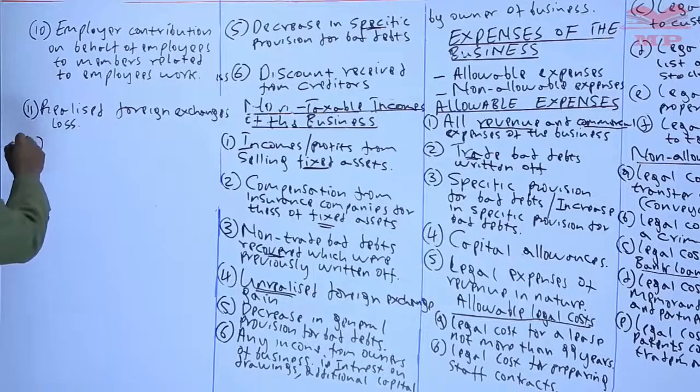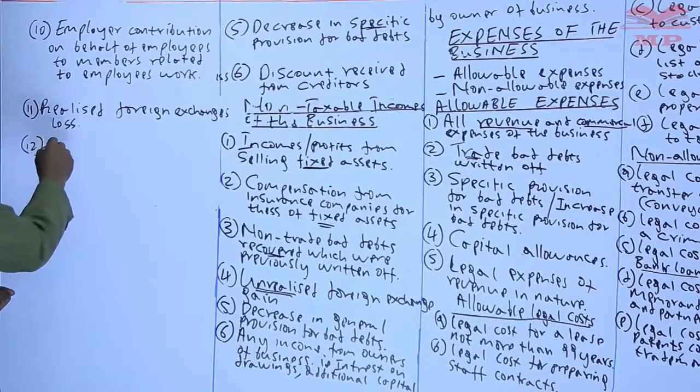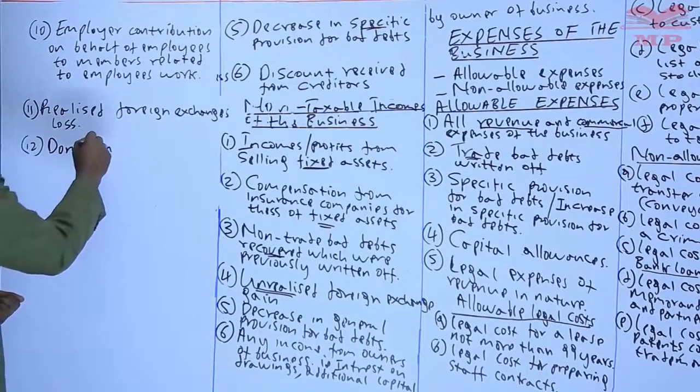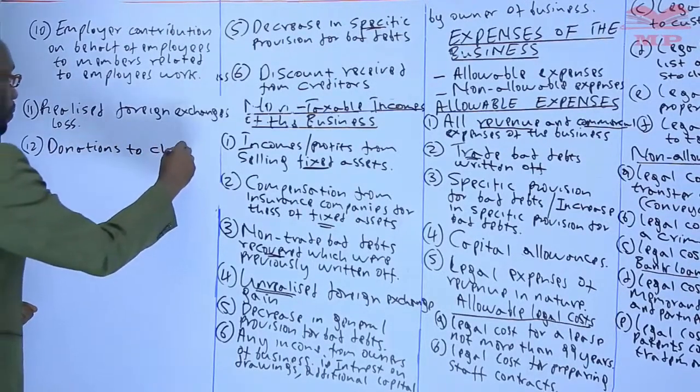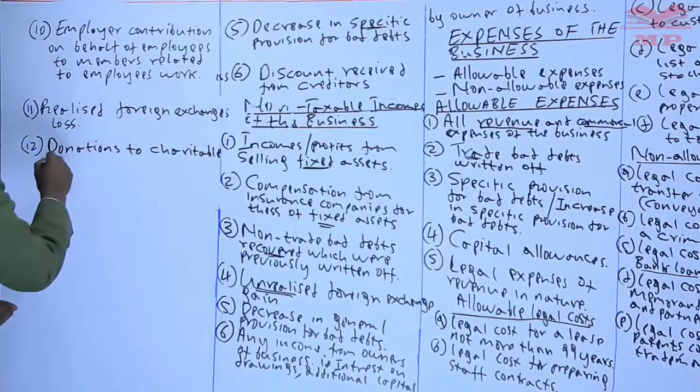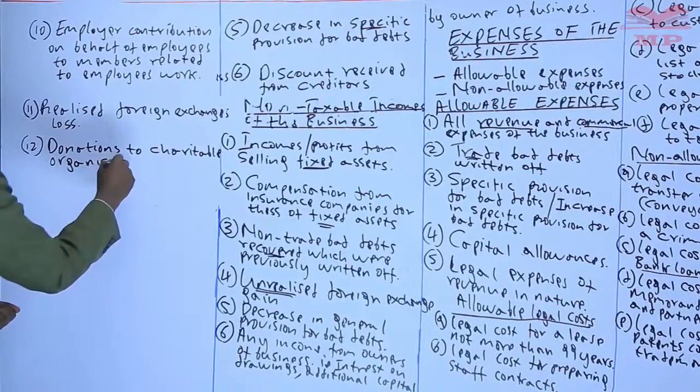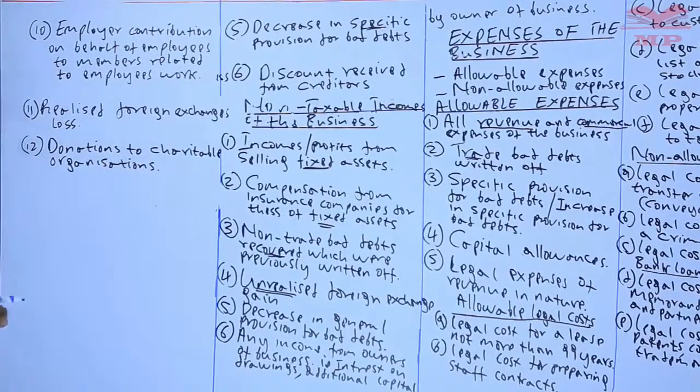Number 12, another allowable expense, donation to charitable organizations. That is supposed to be another allowable expense. Question is, which are these charitable organizations? According to the Income Tax Act, it specifies that they include any organization that advances religion, education, or to alleviate the poverty in the society or suffering in the society.